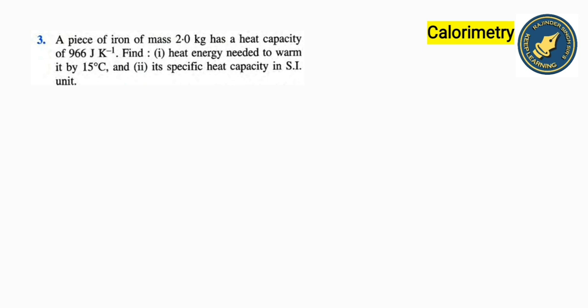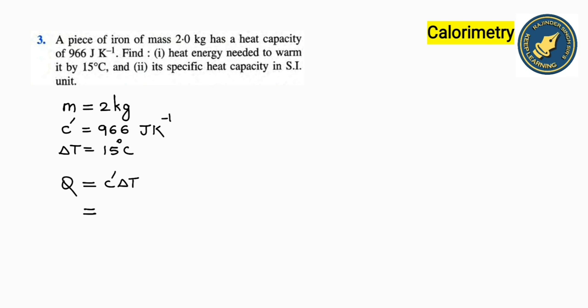A piece of iron of mass 2 kg. So let's write the data first. And heat capacity is given to you. Find the heat energy, first part, and delta T is given to you, 15 degrees Celsius. So let me write the data. Mass and heat capacity are given to you. They have asked you to find the heat energy needed. Okay, and delta T is also given, that is 15 degrees Celsius. So using this data we can find, using the formula Q is equal to C dash delta T, substitute the values. So the heat energy needed is 14,490 joules.